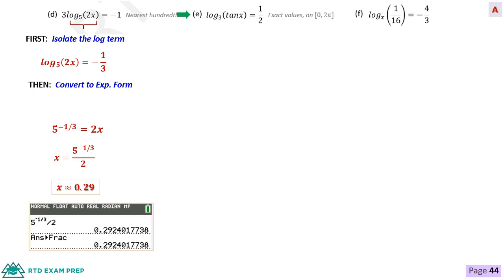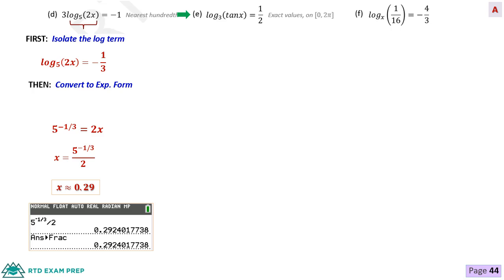In example E, we're asked to solve log base 3 of the tangent of x equals 1/2. Ho ho ho, here's some excitement. We have a logarithm and a tangent in the same question. Well, no problem. What you need to see here is that tan x is within the brackets, so that is the argument. So for now, we have log base 3 of the argument of tan x equals 1/2.